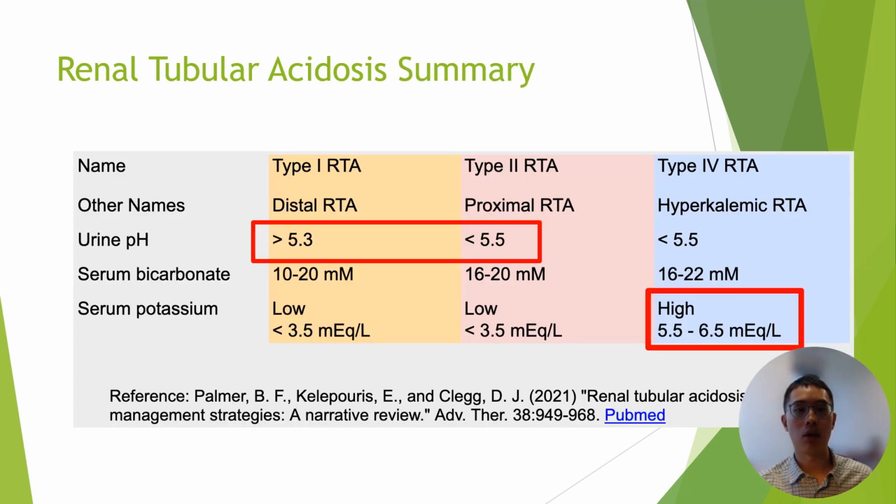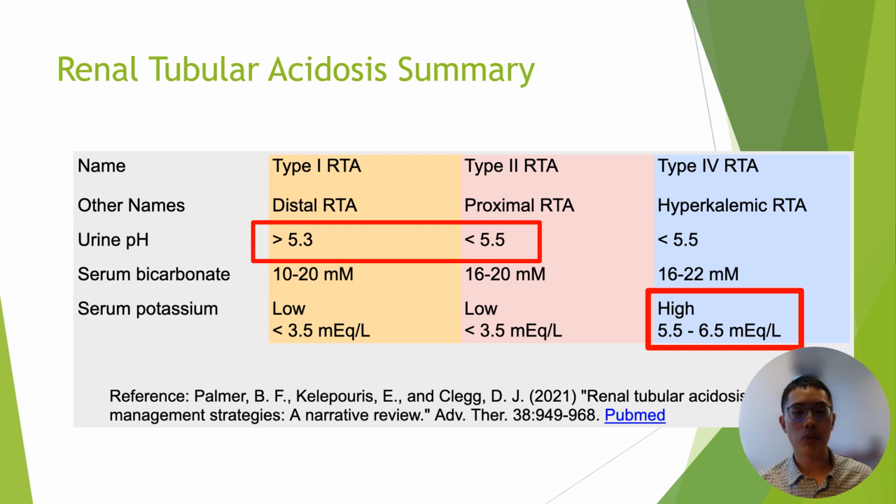This table summarizes all the electrolyte findings into three types of RTAs. Remember that all of them will produce varying degrees of acidosis, so the serum bicarbonate will be low. In addition, since the proximal and distal tubule are also important in reabsorbing potassium, type 1 and type 2 RTAs will have low potassium levels of hypokalemia, while type 4 RTAs will have high potassium levels since there is usually aldosterone resistance or insensitivity preventing adequate potassium excretion in the distal tubule. For this reason, type 4 RTAs are also called hyperkalemic RTAs.